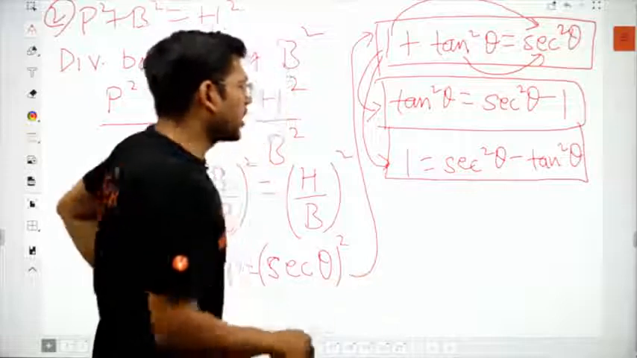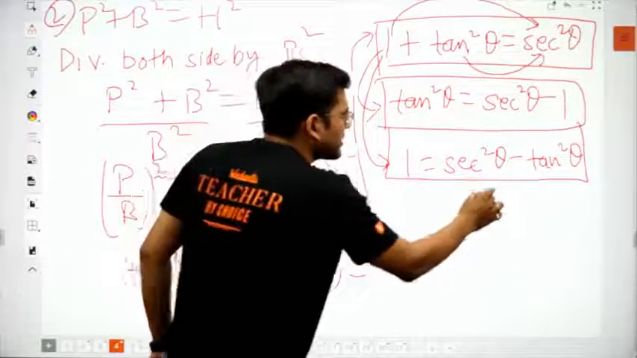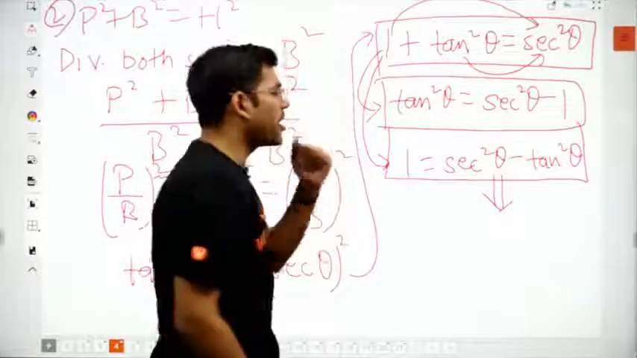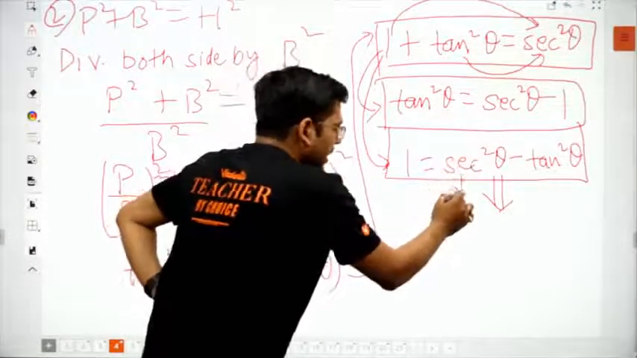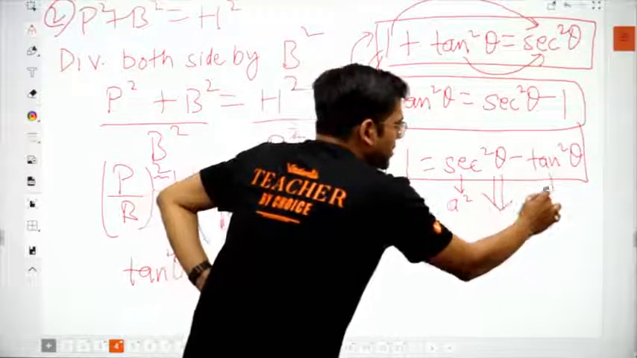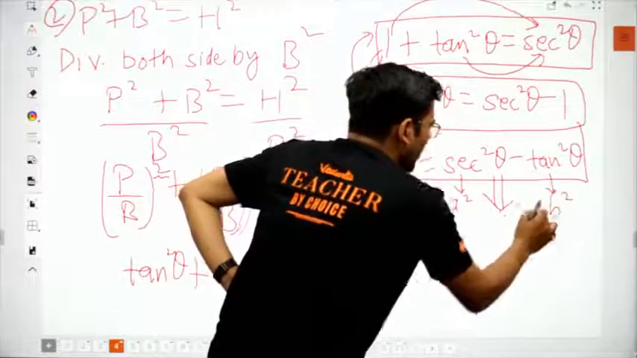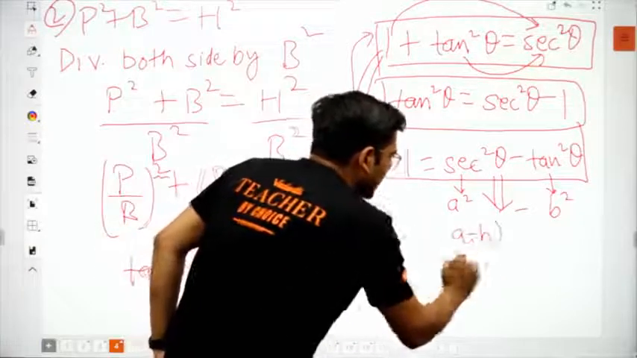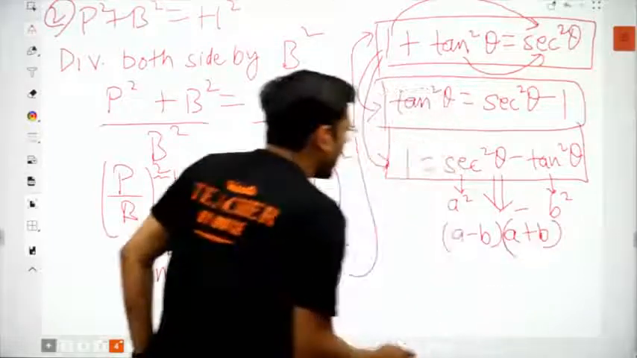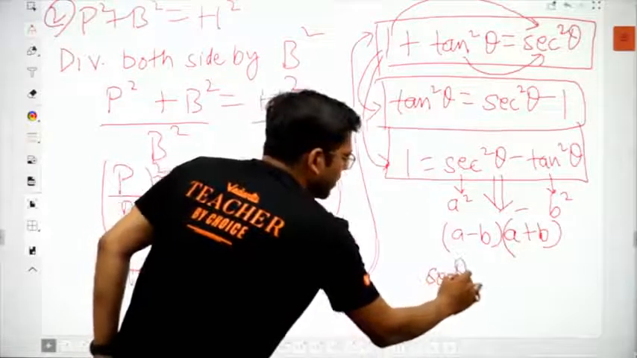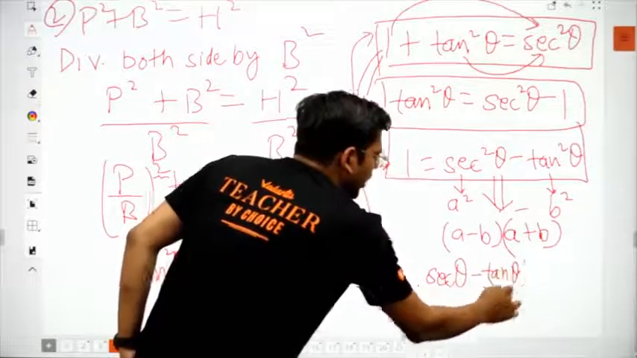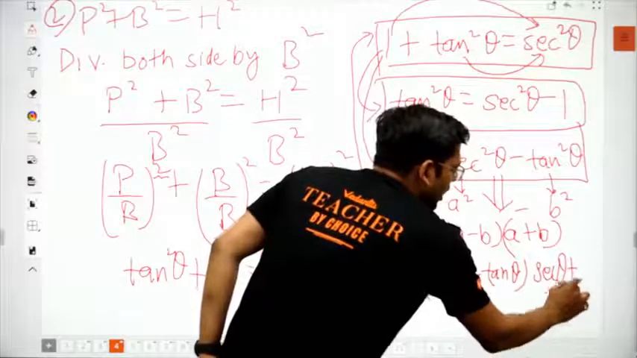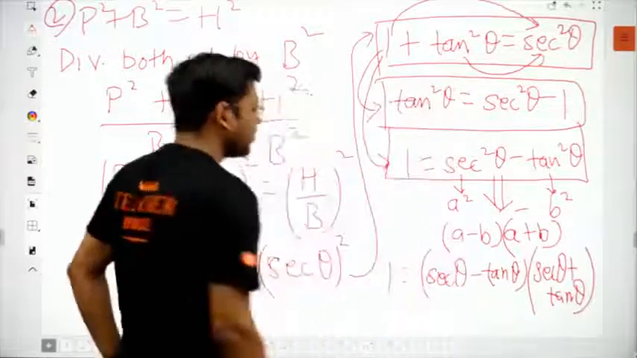I'll tell you one more thing. In this question, in this slide only, I'll give you a question where this formula can be again used in a different way. I'll show you how. Can you see that this is a square and this is minus b square? A square minus b square. Formula जानते हो क्या? A square minus b square. बताओ भाई. This is a minus b into a plus b. Now I'll write it sec theta minus tan theta into sec theta plus tan theta. Now is equal to 1.